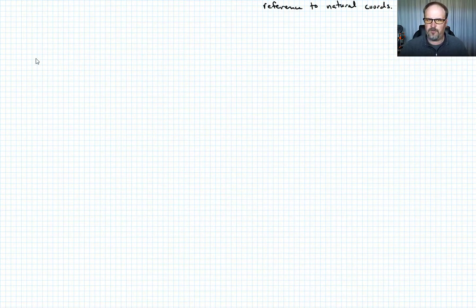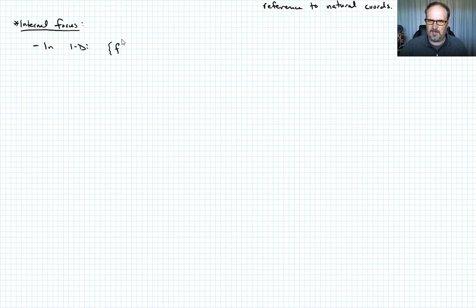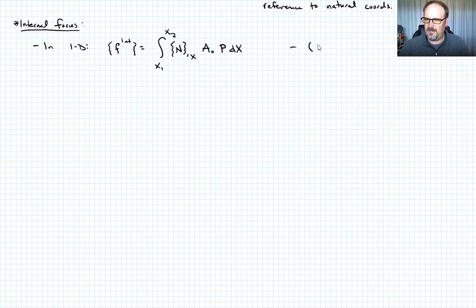Okay, how about internal forces? So what did we have? In 1D, I'll just remind you of this. You can go back to the lecture on it. We had that the internal force vector was equal to the integral from x1 to x2 of the quantity N partial with respect to capital X, the reference coordinate, times A naught times the nominal stress P dx. Let's call this equation 9.